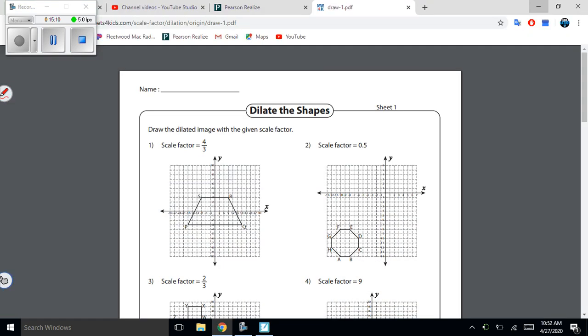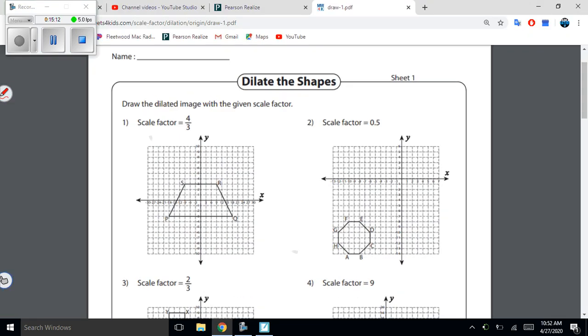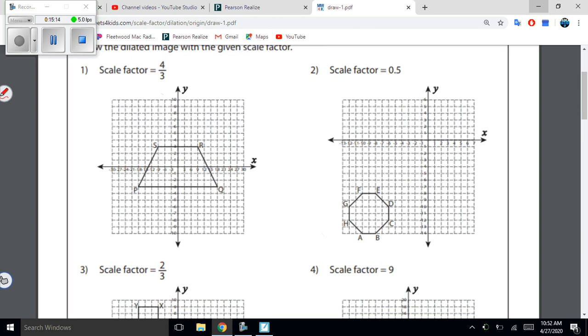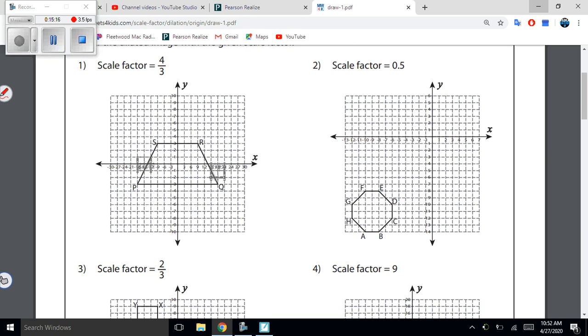All right, so we're going to basically take a situation, and I'm just going to do problem number one here for you. My scale factor is 4/3. First thing we have to do is identify the points. So if I take a look at R, what is it? 9 comma 3. 9 comma 3.